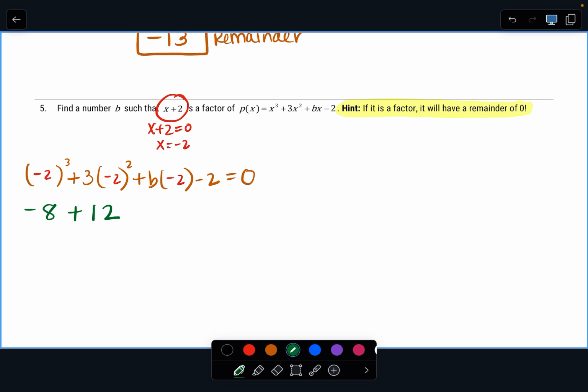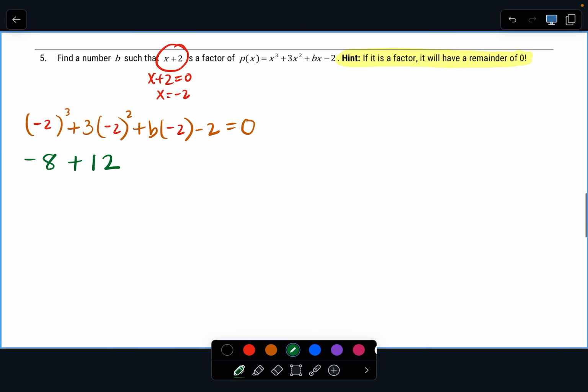B is going to be the variable we're solving for. Okay, so since B is the variable we're solving for, I'm just going to write this as negative 2B minus 2 equals 0.